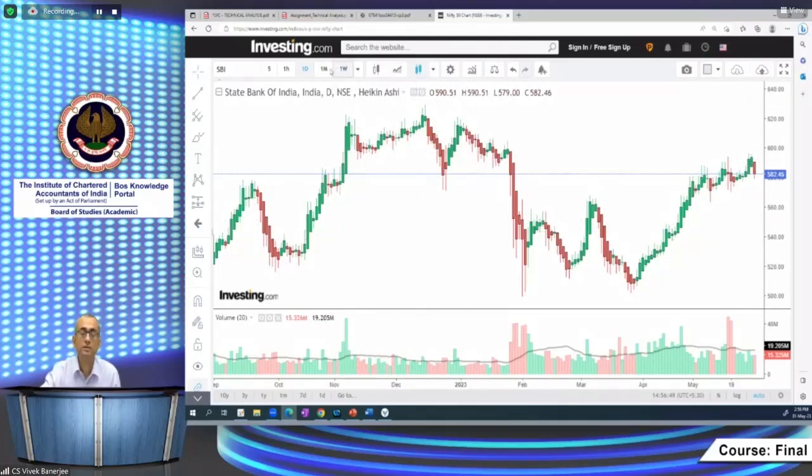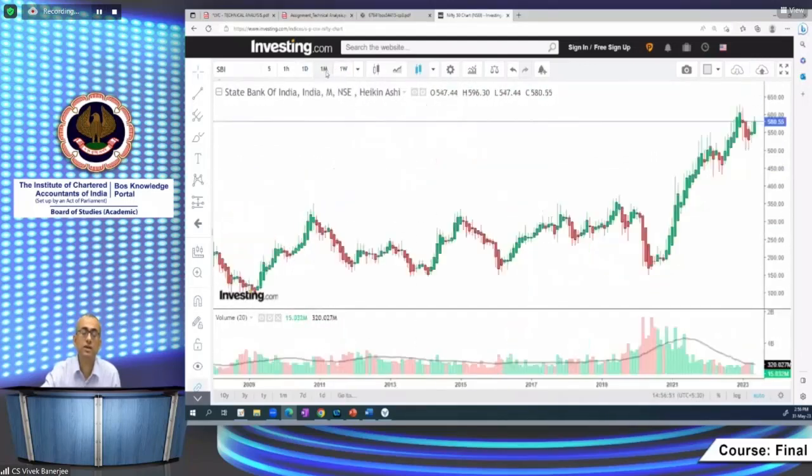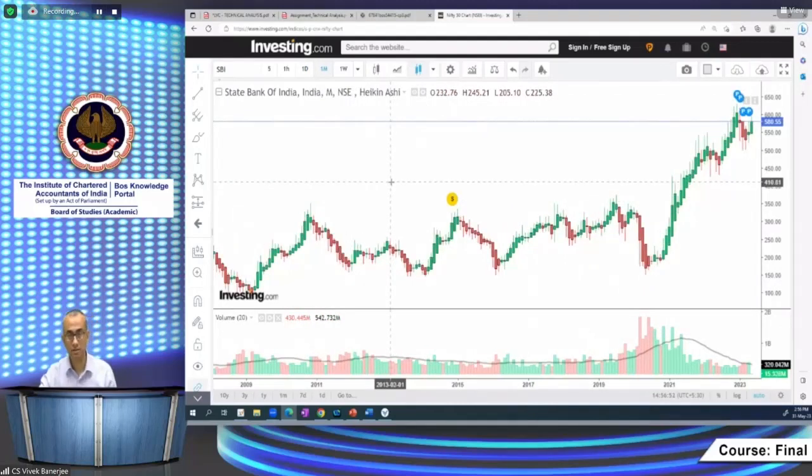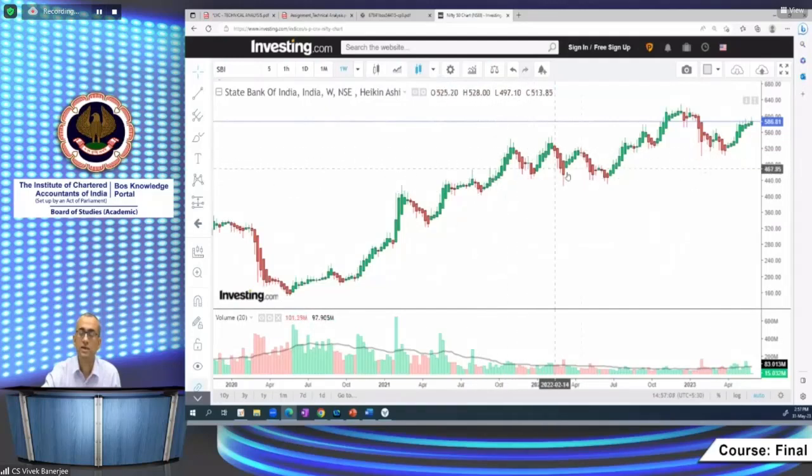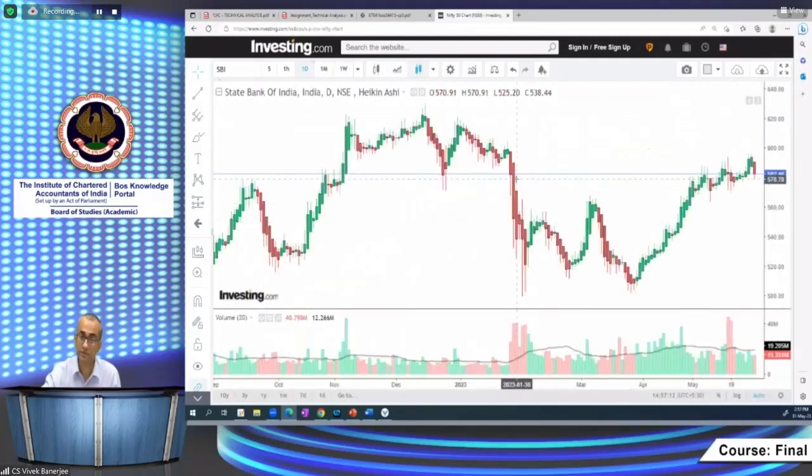If you want to see the long-term trend, then the monthly chart is generally observed by the technical analyst. And if one wants to see the intermediate trend, the medium-term trend for a few weeks, then the weekly chart is generally consulted. And if one wants to see the daily fluctuations, then the daily chart is observed.